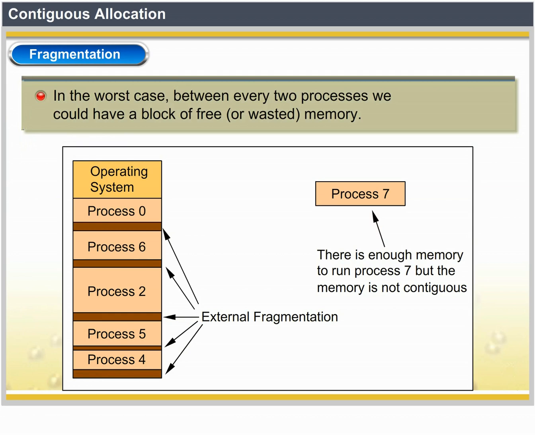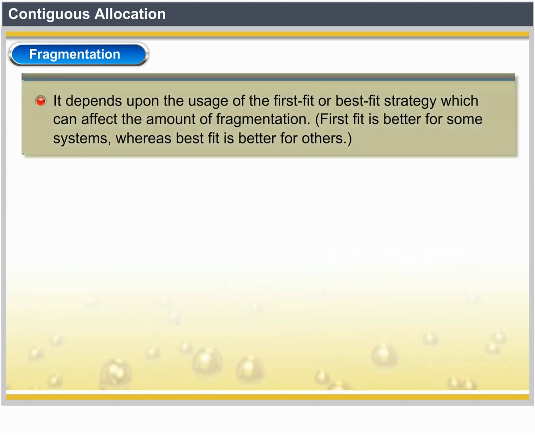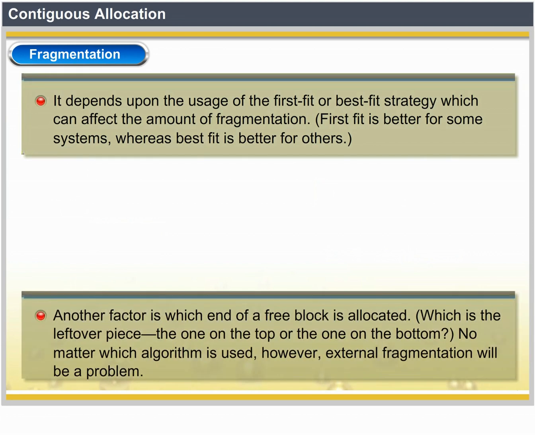If all these small pieces of memory were in one big free block instead, we might be able to run several more processes. Whether we are using the first fit or best fit strategy can affect the amount of fragmentation. First fit is better for some systems, whereas best fit is better for others. Another factor is which end of a free block is allocated, that is, which is the leftover piece, the one on the top or the one on the bottom. No matter which algorithm is used, however, external fragmentation will be a problem.